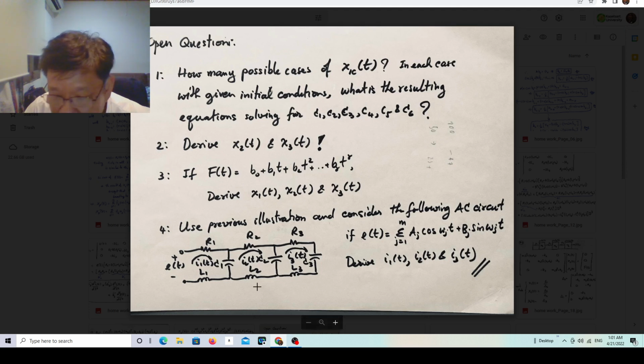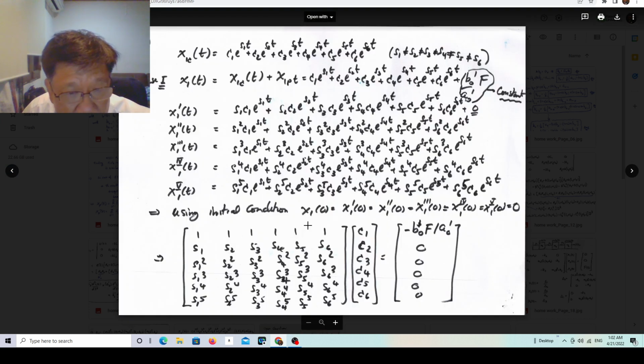And the fourth question is that you can use the previous illustration. Consider this alternating current circuit, where the input function is the summation of n terms of sinusoidal functions. But this one you have RLC, and you can expect that this also leads to the sixth order. If you want to derive the general independent ordinary differential equation for I sub 1, I sub 2 and I sub 3, each of them is going to be sixth order, just like what you just found in the 3 mass problem here.